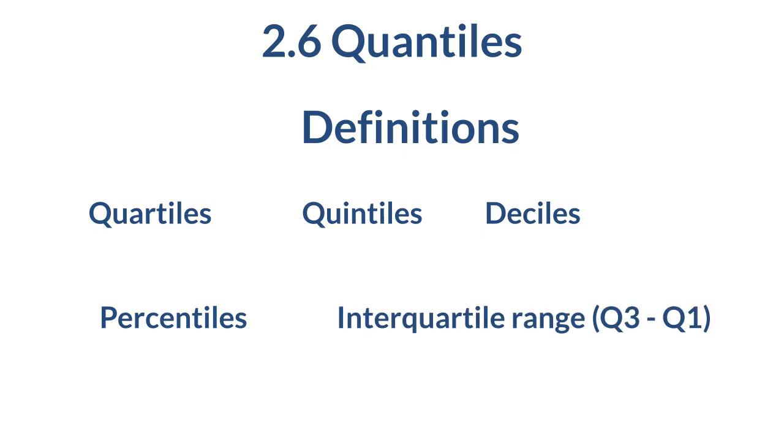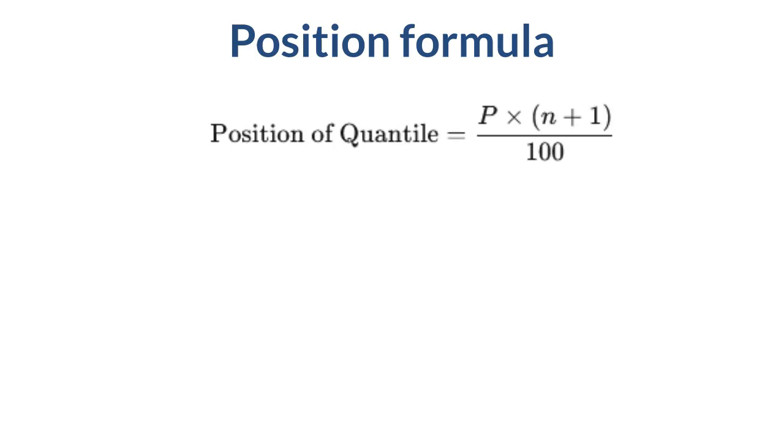Interquartile range, IQR, is the difference between the third quartile, Q3, and the first quartile, Q1. IQR equals Q3 minus Q1. It is a measure of statistical dispersion, providing an indication of the spread of the middle 50% of the data. Use the position formula to determine a quantile. The position formula for any quantile is: position of the quantile equals P times the quantity n plus 1, divided by 100, where P is the percentile, for example, 25 for Q1, 50 for Q2, etc. N is the number of data points.